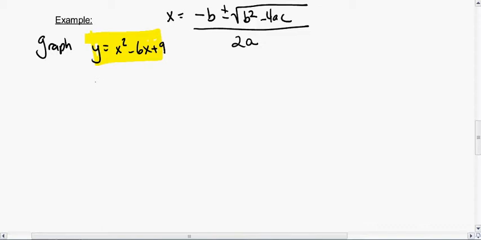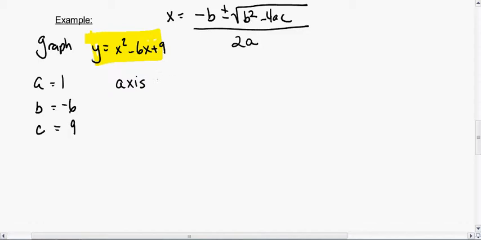So if I'm graphing, I start off just like if I were solving an equation by writing down what the coefficients of a, b, and c are. So a is 1, b is -6, and c is 9. And then I'm going to use the axis of symmetry, which is the first part of the quadratic formula.